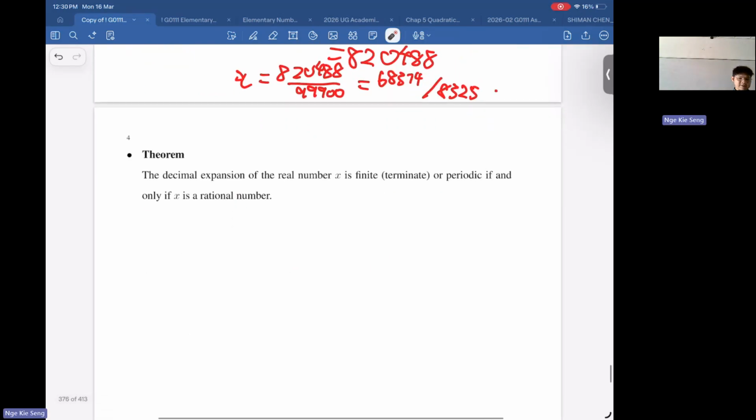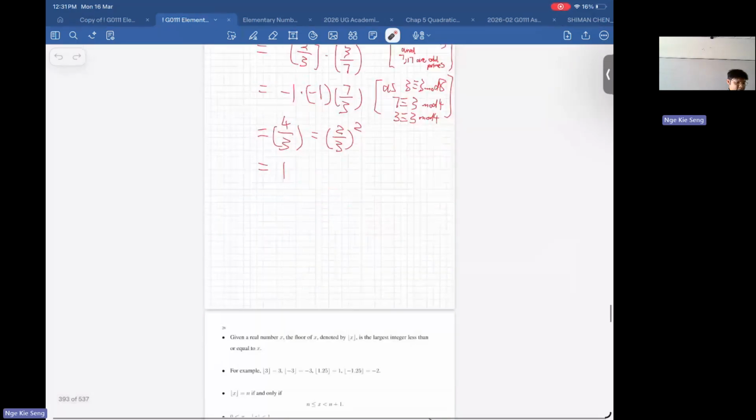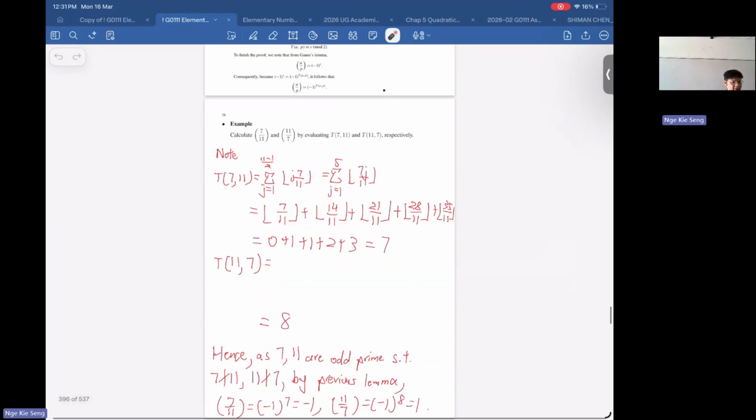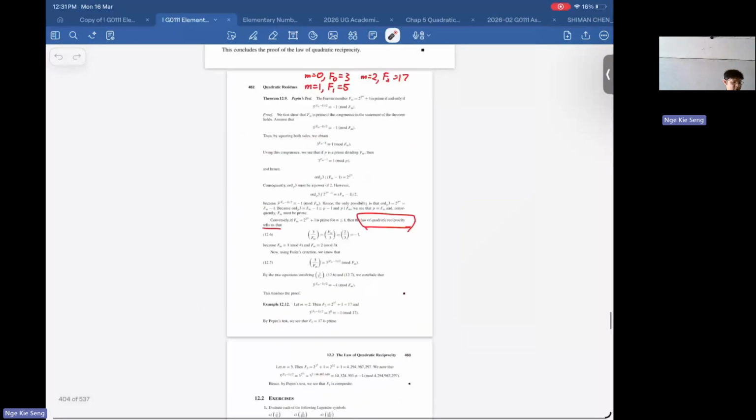Next part: we said that the decimal expansion of a real number is finite or periodic if and only if x is a rational number. Actually this is a theorem, but at the start of the class I told you that a rational number is something you can write as a fraction, right? You can prove it with the tools that we have learned now. Terminate just means that if you consider the c_i, the c_i will be 0 for large i. So it will stop.